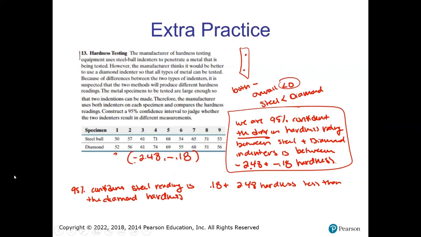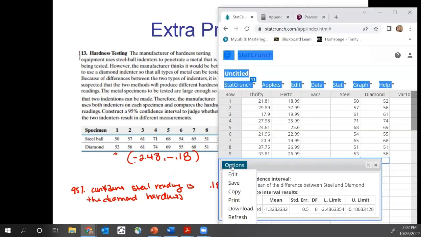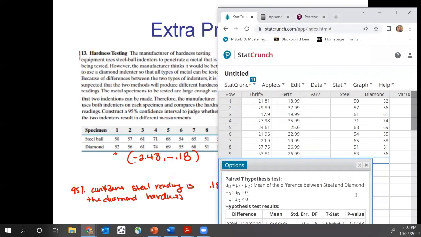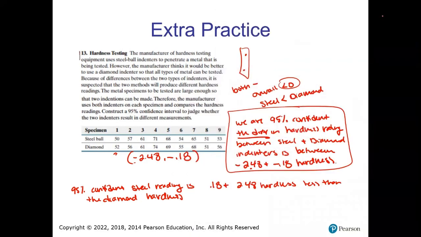So let me show you again. We can compare this with a hypothesis test. That's why they're all paired together here. If I open it back up and instead do a hypothesis test, 95% confidence means alpha is 0.05. And we have 0.01. 0.01 is smaller than 0.05, so it does clearly show that steel gives me a lesser result than diamond. They do have a different measurement.